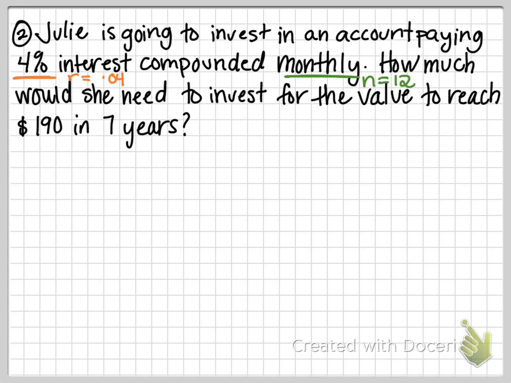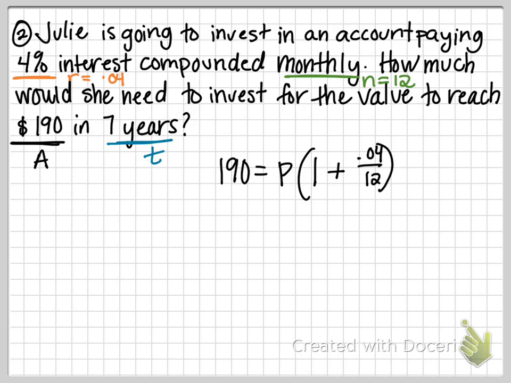How much would she need to invest for the value to reach 190? That's going to be our A value because we want that to be the ending value in 7 years, and that is our time. So let's plug all that in. So we know that 190, that's our final amount, equals P times 1 plus 0.04 over 12 to the 12 times 7.